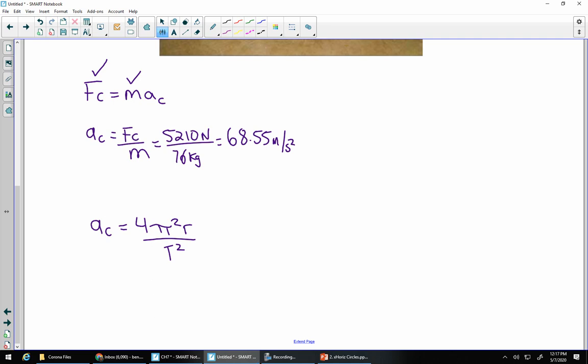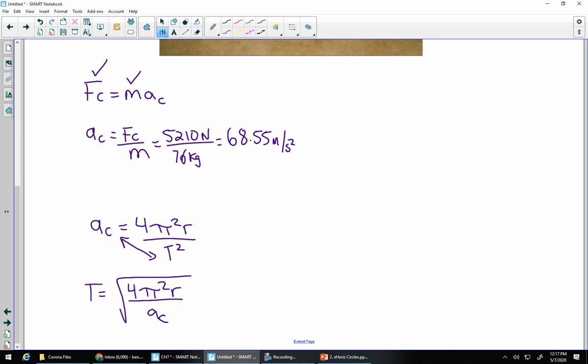So let's go ahead and solve for t. t must be equal to, so I'm going to bring that one up. Well, trade places essentially. So 4 pi squared r over AC, but that's t squared. I don't really want t squared, so I'm going to take the square root of both sides, and that should erase that little 2 right there. That should be good to go.